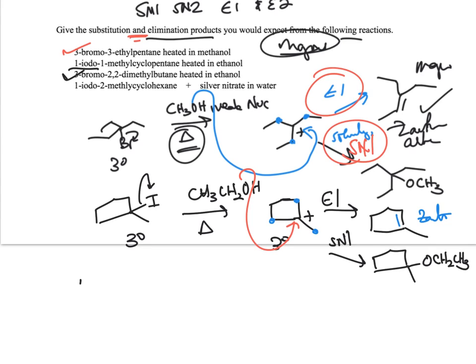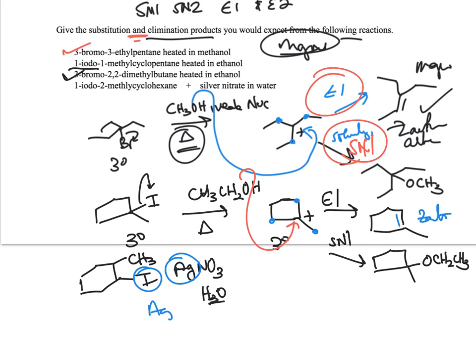And the last one, cyclohexane, iodo, 2-methyl, silver nitrate, and water. Water is your nucleophile. Okay, so here's the deal. Silver loves iodide. It will precipitate it out. It is always carbocation stabilizing conditions. So you just go ahead and generate your carbocation.